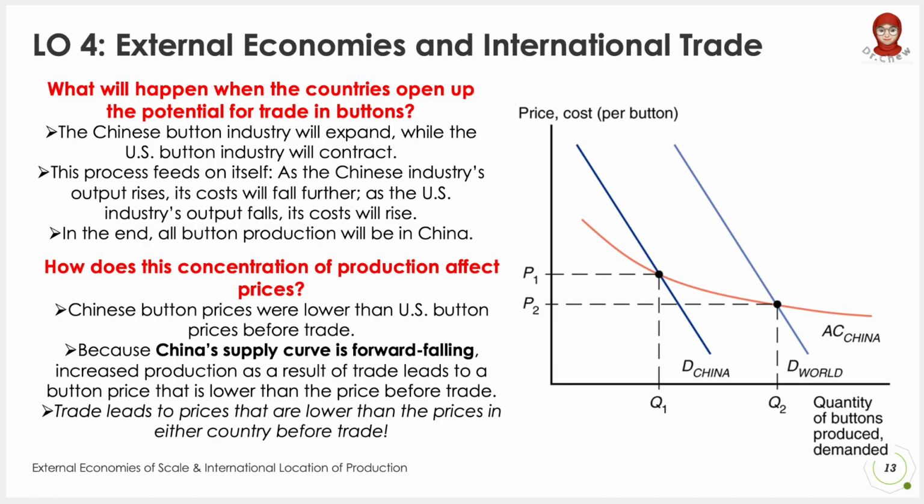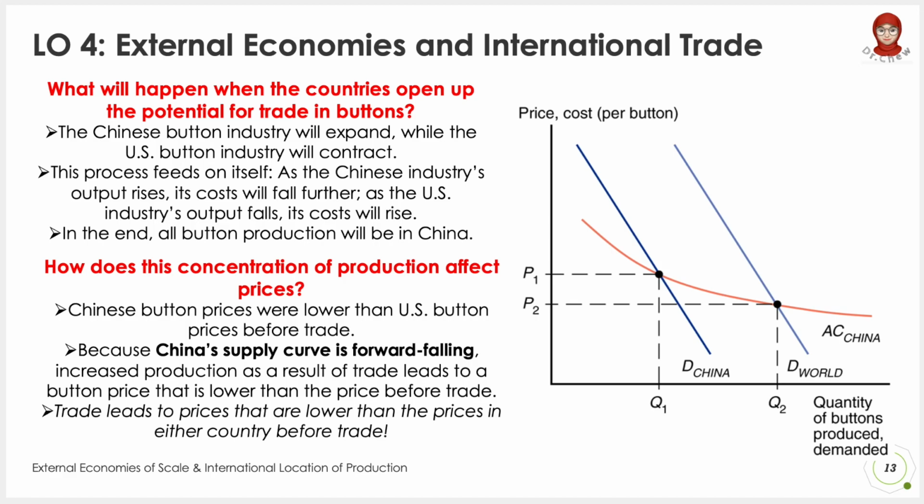Now, suppose we open up the potential for trade in buttons. What will happen? It seems clear that the Chinese button industry will expand, while the US button industry will contract, and this process will feed on itself. As the Chinese industry output rises, its cost will fall further. As the US industry output falls, its cost will rise. In the end, we can expect all button production to be concentrated in China.